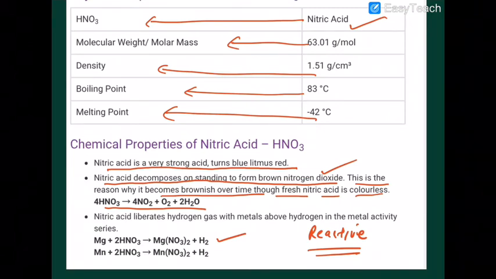I am repeating once more, only magnesium and manganese will provide you hydrogen. In all other cases, there is very little chance of liberation of hydrogen. Why? Due to the oxidizing nature of nitric acid.